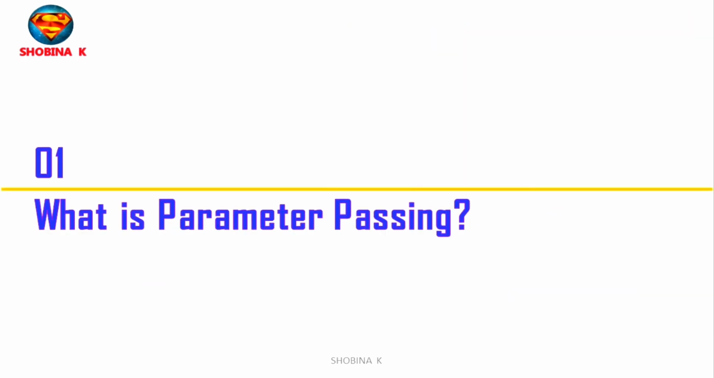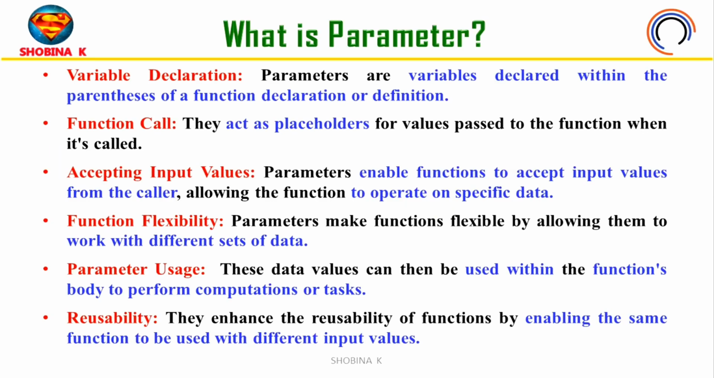First, what is parameter passing? Before that, let's understand what are parameters in C. Parameters are variables declared within the parentheses of a function declaration or definition. They act as placeholders for values passed to the function when it is called. Parameters enable functions to accept input values from the caller, allowing the function to operate on specific data. So parameters allow functions to use the given data each time they are called, and these data values can then be used within the functions to perform computations or tasks.